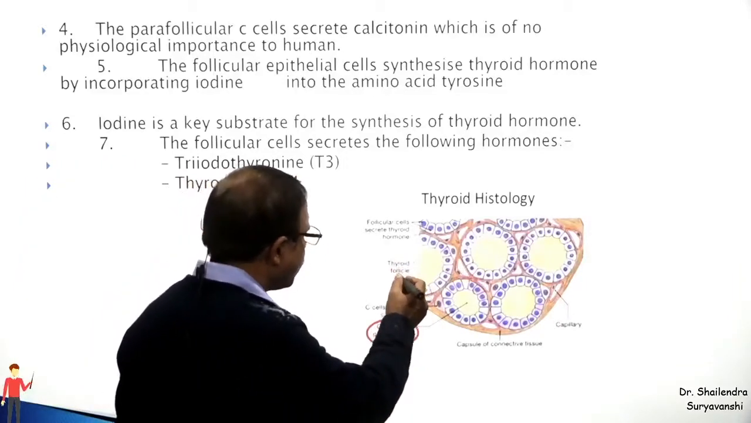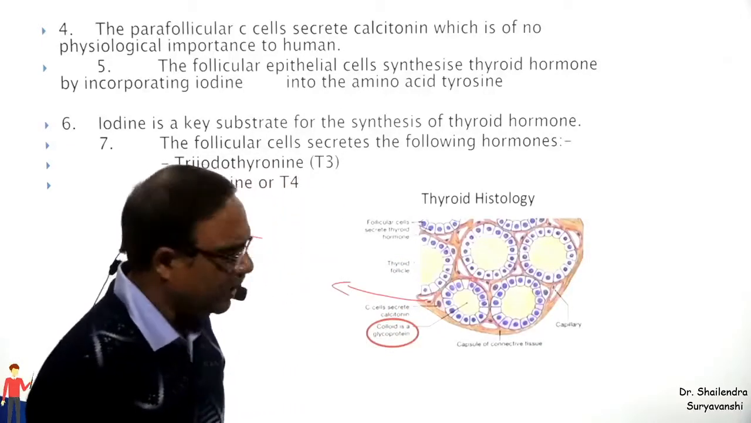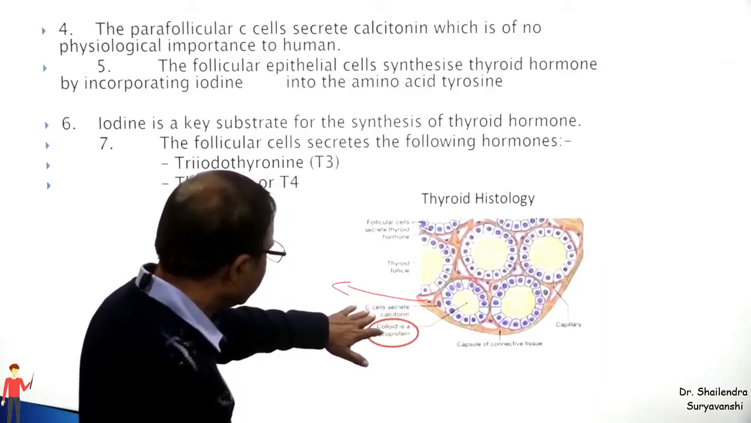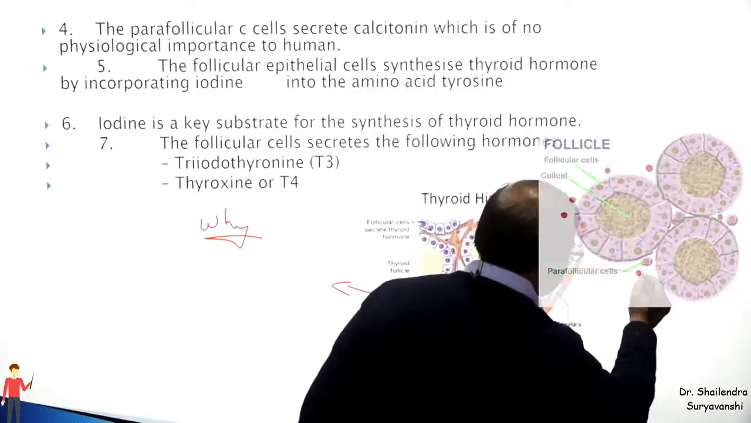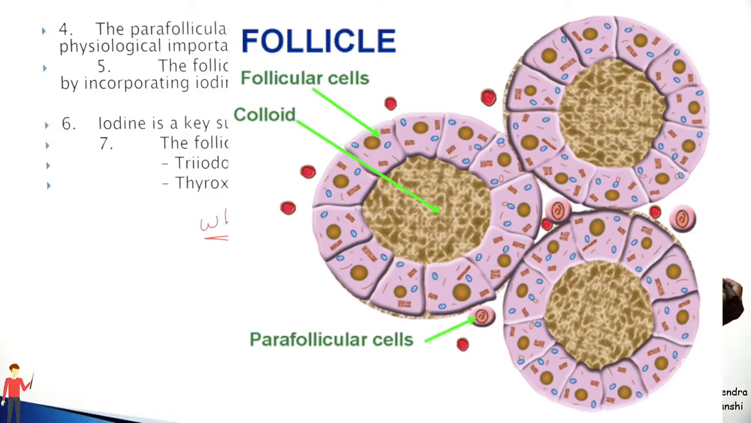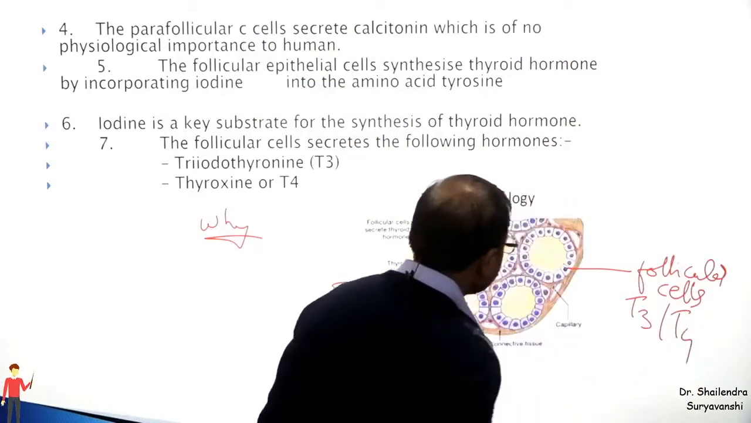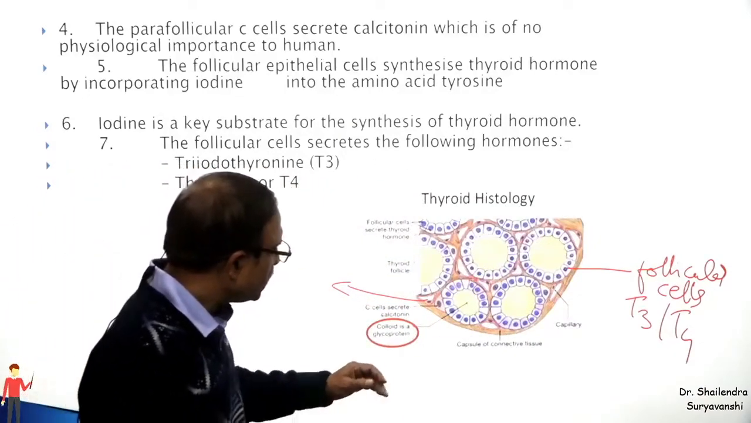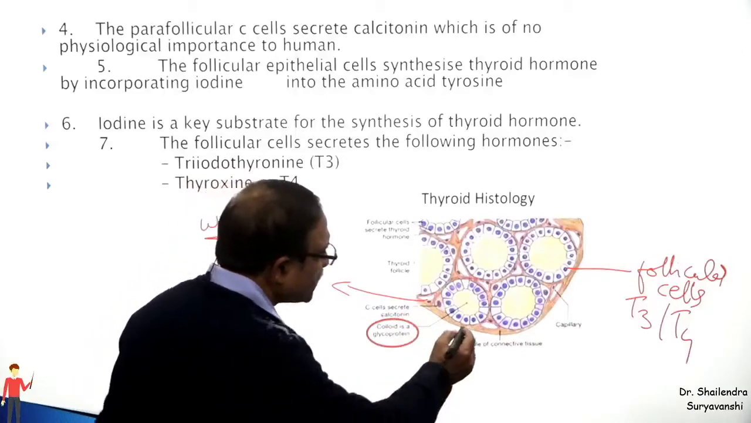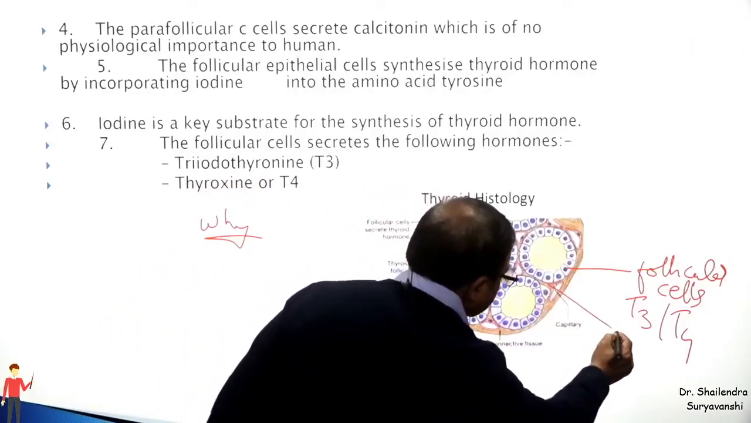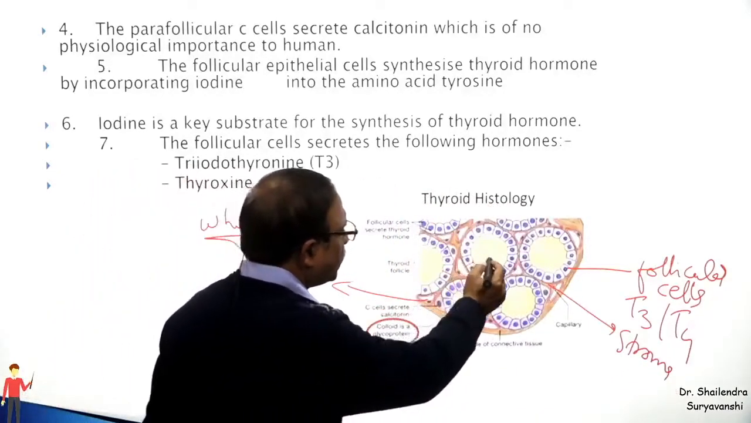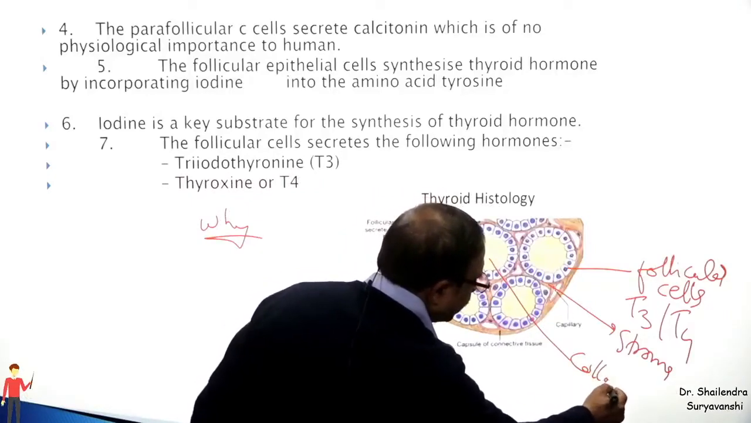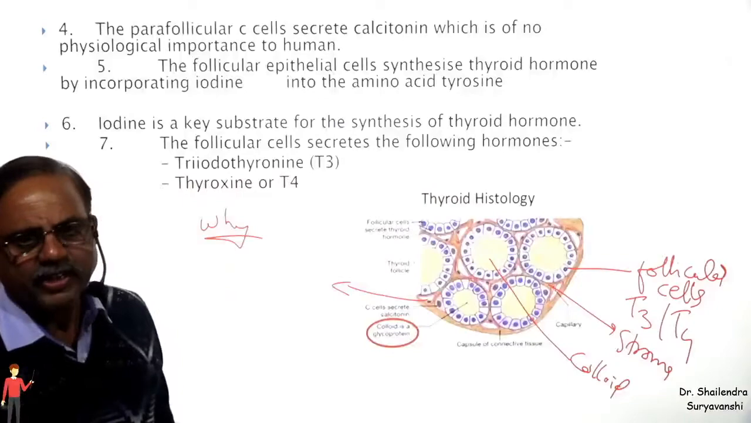I had already shown you this; we'll have a look at the diagram. These are parafollicular cells, which secrete calcitonin, and these are all follicular cells. They secrete T3 and T4, thyroxine and triiodothyronine. This is the colloid matter in between, and what lies between the follicles is called the stroma. It is nothing but connective tissue, and the colloid material lies in the cavities of the follicles.